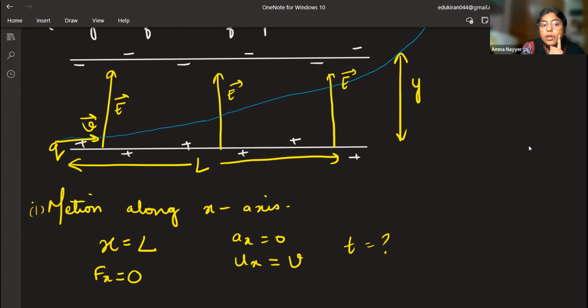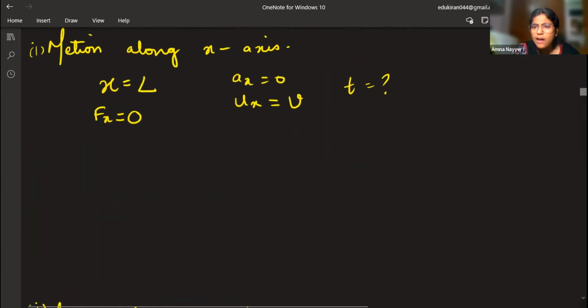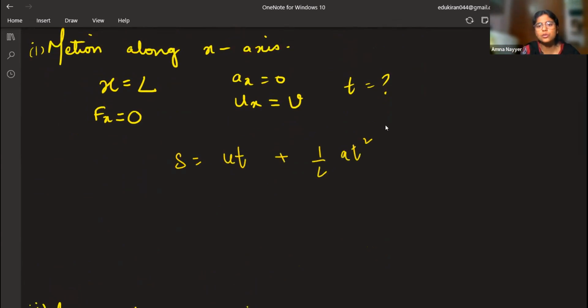Then the initial velocity is given to you in the question, that is v. This is provided by the question. That's why we are writing ux as v. Otherwise, it would have been at rest and we would have used 0. And we have to find out the time. Once you have all the data written with you, it's very easy to solve the question. Now I just have to use the kinematics equation, ut plus half at squared.